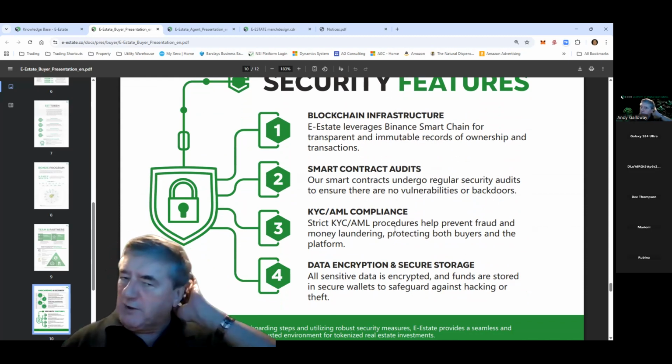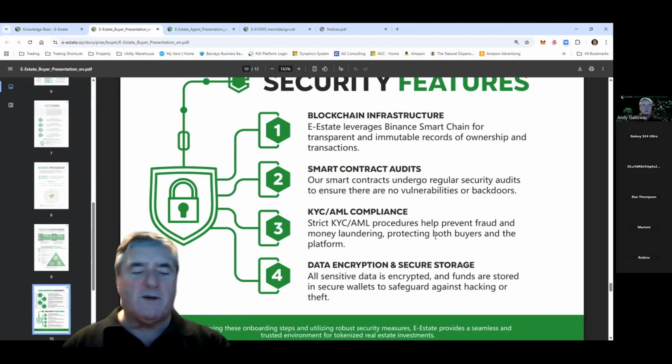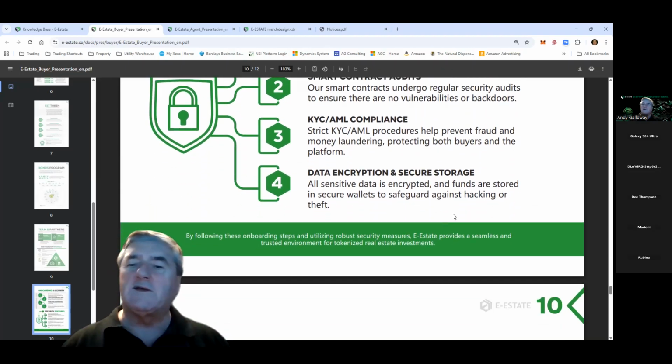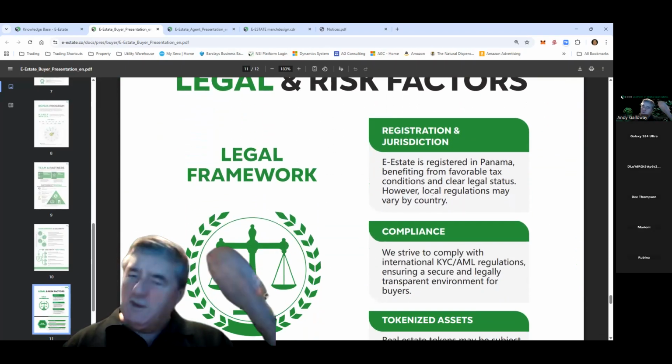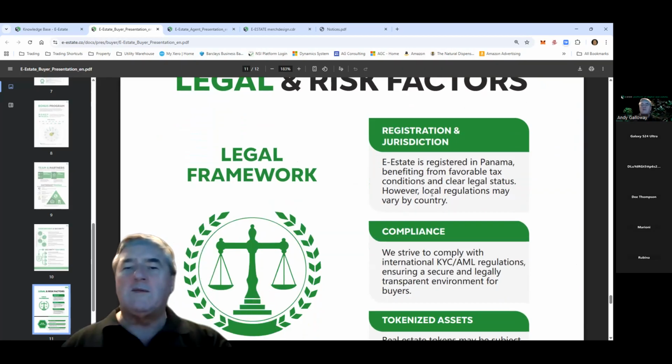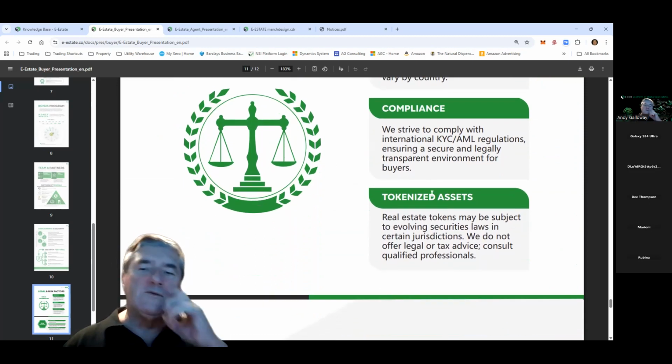KYC and AML compliance is important. And data encryption, this is all around the security of the data, the security of the servers, and so on. So that's all done to a very, very high level, the highest level you can, in fact. So we're registered in Panama. So we have tremendous tax conditions, or favorable tax conditions, and a clear legal status. We strive to comply with KYC and AML regulations, and we have tokenized assets.